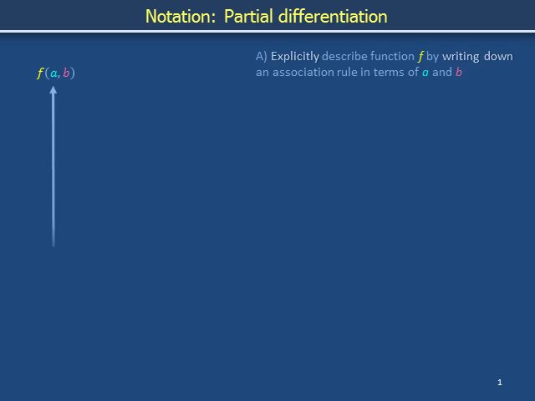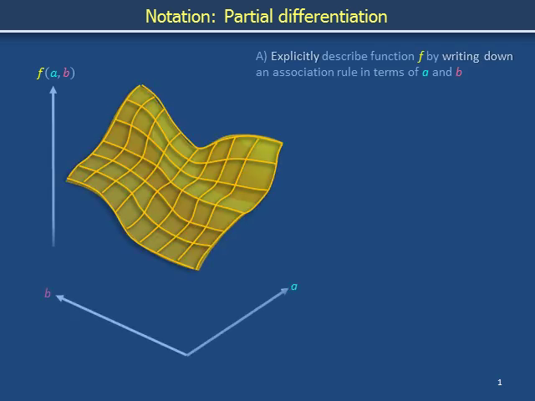In the last video, we introduced the idea of differentiation, measuring the slope of a function. In this video, we introduce a small piece of notation that is used when we are calculating the slope of a function of multiple variables. Explicitly describe function f by writing down an association rule in terms of variables a and b. We can potentially calculate a variety of slopes by exploring the horizontal plane along different directions.